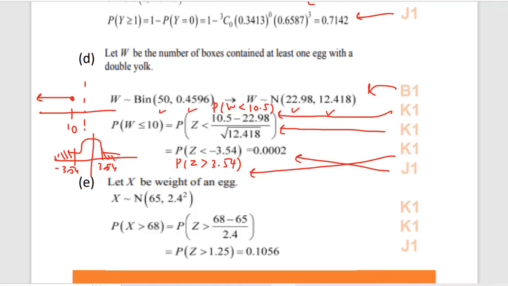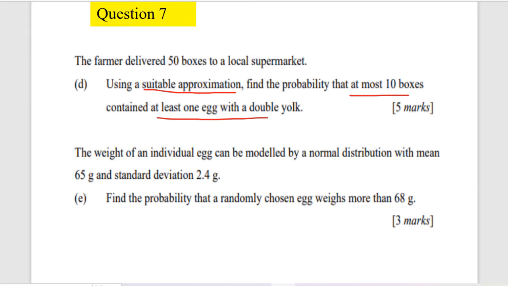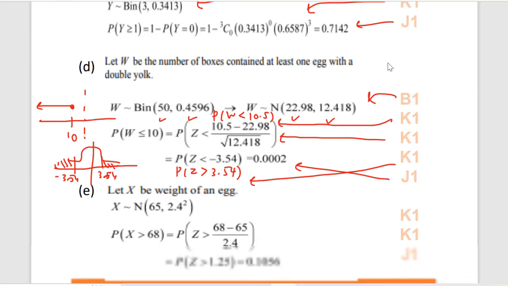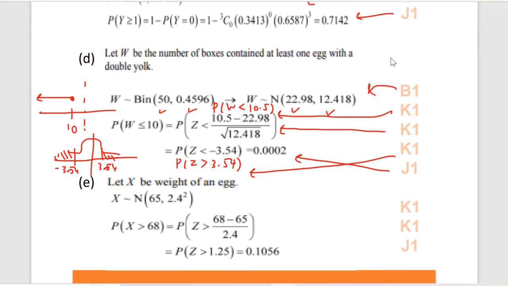Okay, next kita pergi pada part E. Okay, so dia bagi the weight of an individual egg can be modeled by a normal distribution with mean 65 gram and standard deviation 2.4 gram. Okay, so find the probability that a randomly chosen egg weighs more than 68 gram. So, okay, kita tahu daripada soalan ini adalah normal distribution. So, mean dia 65 gram and standard deviation 2.4. So, kita boleh buat, okay, awak let X is the weight of an egg. So, kita dapat X normal 65, 2.4 square.